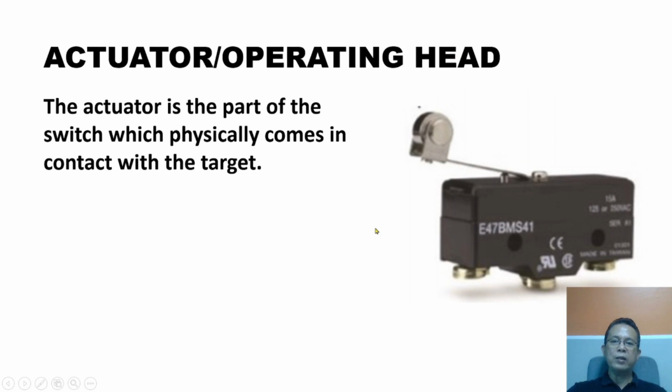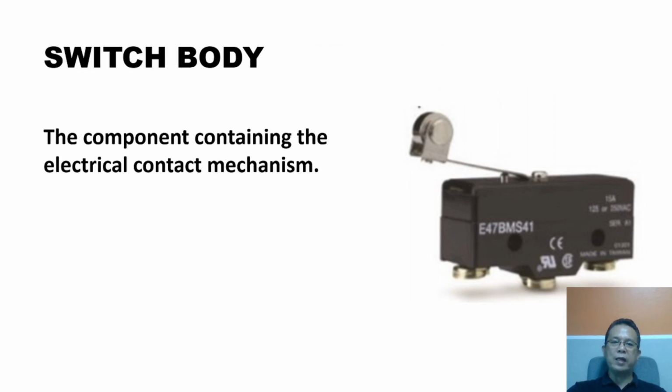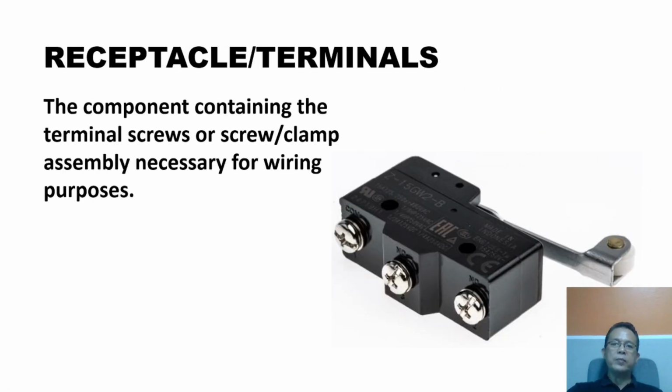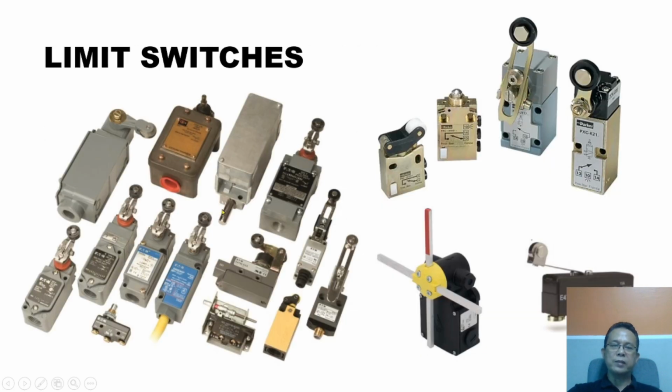We have here the actuator or operating head, which is the part of the switch which physically comes in contact with the target. And the switch body is the component containing the electrical contact mechanism. Regarding the receptacle or terminals, this is the component containing the terminal screws or screw clamp assembly necessary for wiring purposes.